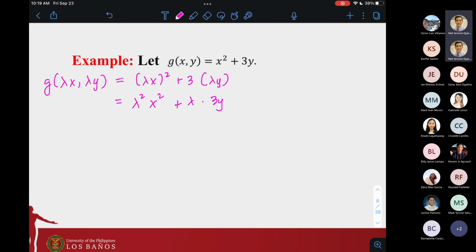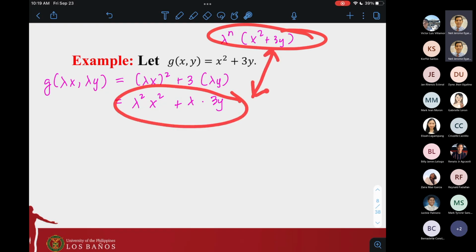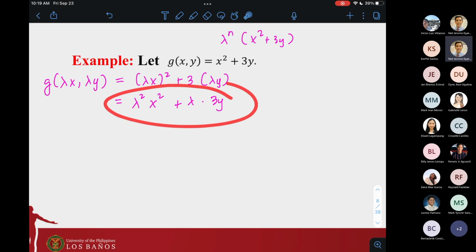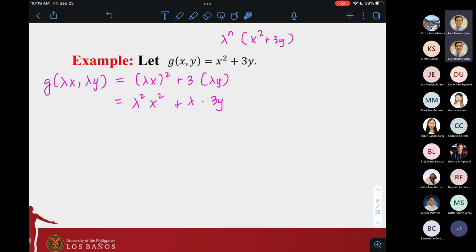Now, can we write this as some power of lambda times x squared plus 3y? Can this be seen to be of that form? What do you think? Can we write this in that way? Yeah, Rancis is right. Thank you, Rancis. No. Because if it can be written that way, this should be lambda to the n times x squared plus lambda to the n times 3y.